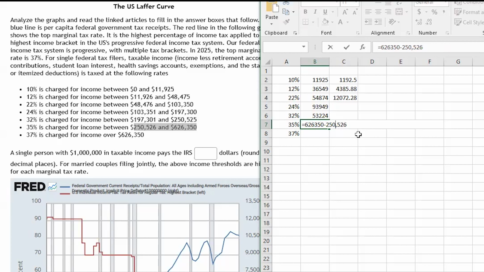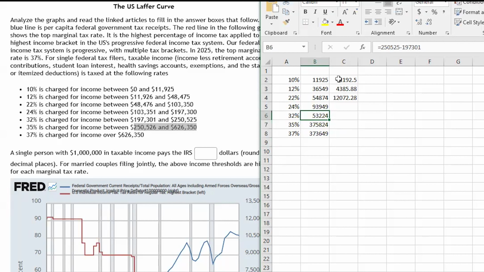on income between $626,350 and $250,526. So they're going to pay 35% on the next $375,824. And then their taxable income is $1 million, but they don't pay 37% on that million. They pay 37% on the difference between $1 million, their taxable income, and the top income threshold of the top income bracket, $626,351. I say 351 because that $626,350th is taxed at 35%. The next dollar is taxed at 37%. So we have to type 351 there.